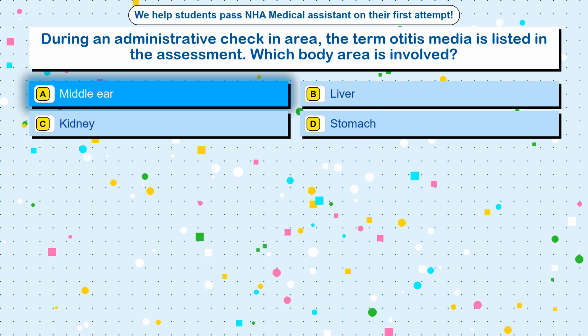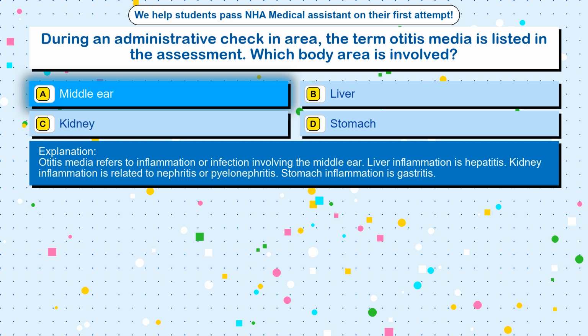Middle ear. Otitis media refers to inflammation or infection involving the middle ear. Liver inflammation is hepatitis. Kidney inflammation is related to nephritis or pyelonephritis. Stomach inflammation is gastritis.